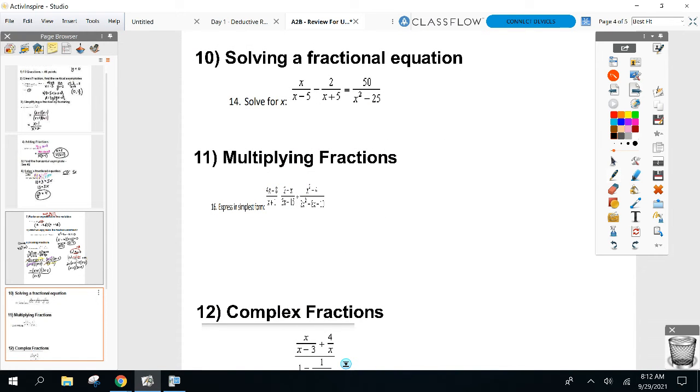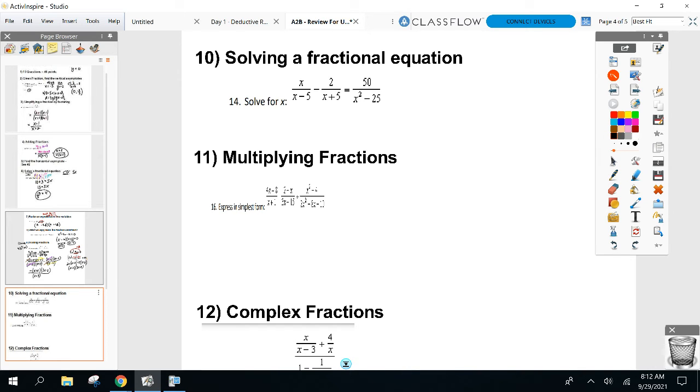Number 10, solving another fractional equation, but a little tougher. Number 14, another solving a fractional one will be on the test. A little bit tougher than the one we did earlier. What am I expecting at the end of this one? X equals something, right? Maybe reject it, who knows?